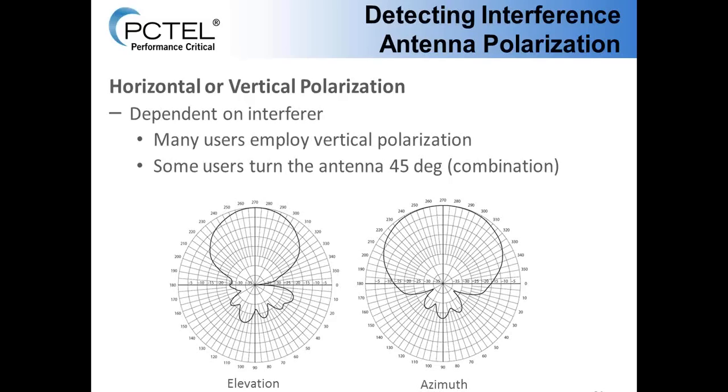So often what users do is they use the vertical polarization. It kind of depends upon what your interferer is like. For example, if your interferer is a BDA with an antenna, it might be putting out a horizontal or a vertical orientation of the radio signal. Consequently, since you don't know what the interferer is, what some of the interference hunters do is turn that antenna at a 45-degree angle. So they kind of split the difference between the elevation and the azimuth when they're hunting for their interferer.